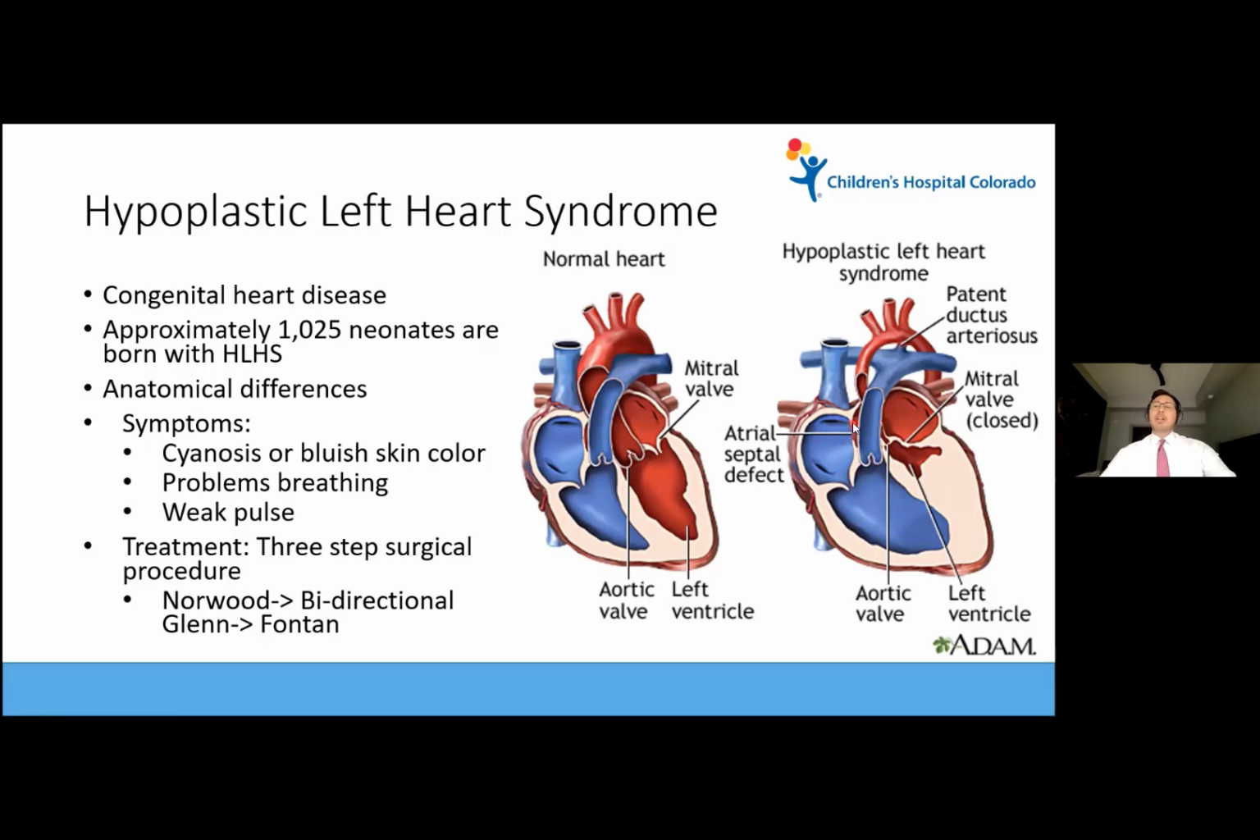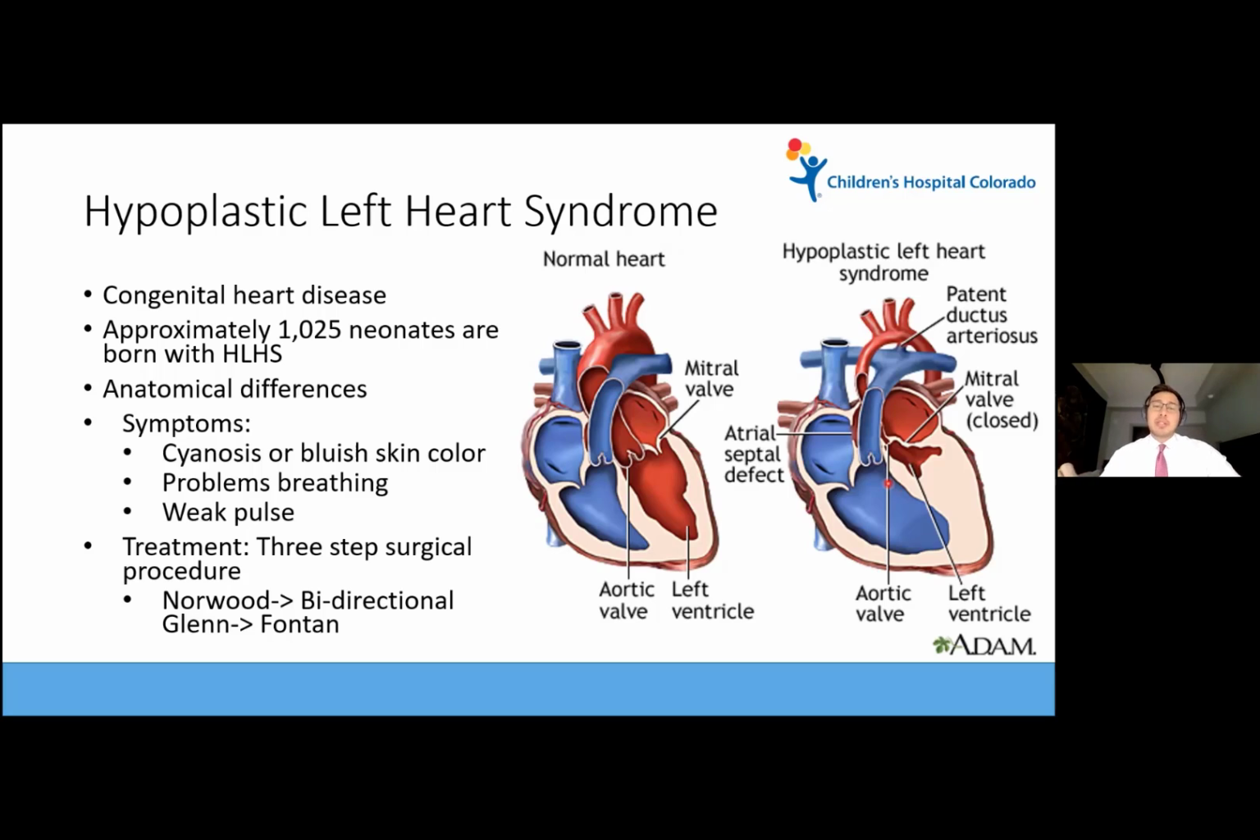Going along with these anatomical differences, we see specific symptoms in the patients that are affected with this syndrome. We see cyanosis, or a bluish skin coloring. This cyanosis is due to a mixture of oxygenated and deoxygenated blood that is occurring because of these various anatomical differences within the heart. We also see other symptoms such as problems breathing and a weak pulse.